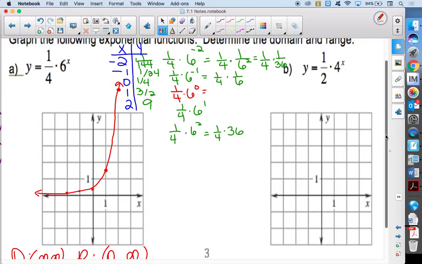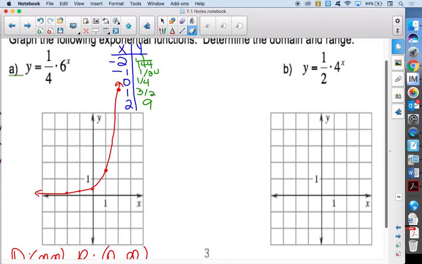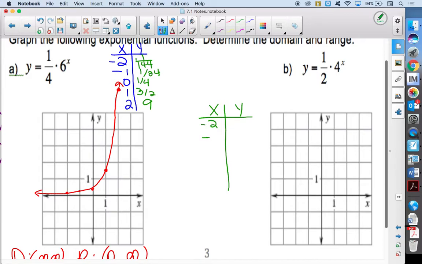So I'm going to erase my work over here. I would like to see if you can try the second graph. Make yourself a new t-chart. This one's easier because you're multiplying by a 1/2 instead of a 4. So it makes the numbers a little easier. So plugging in -2, -1, 0, 1, and 2.